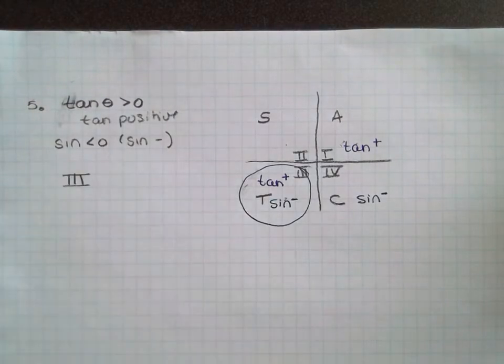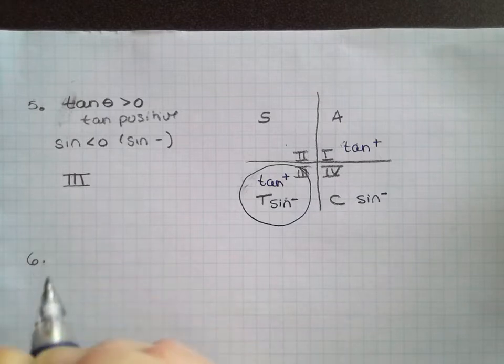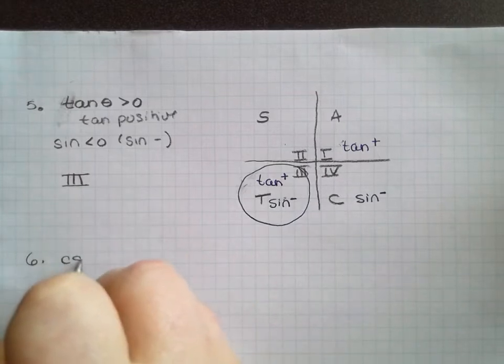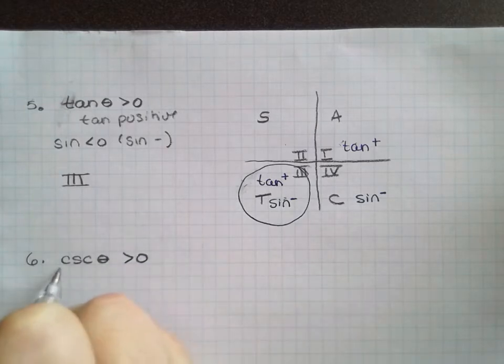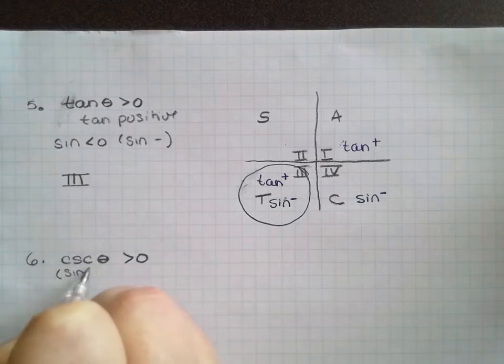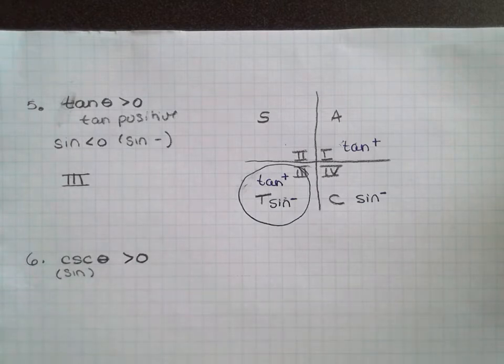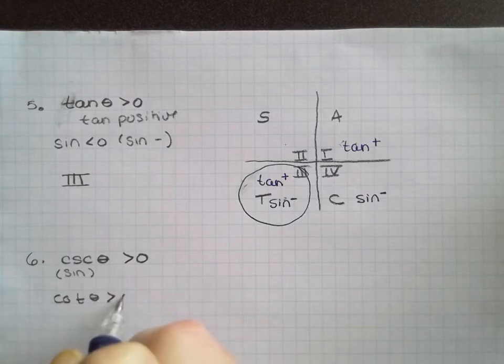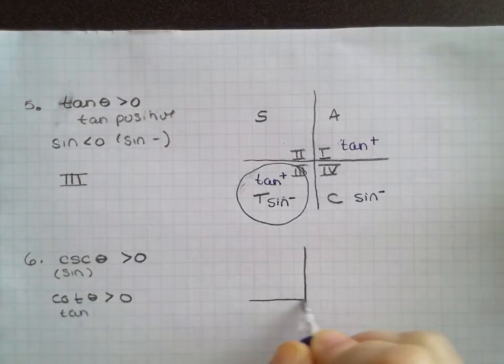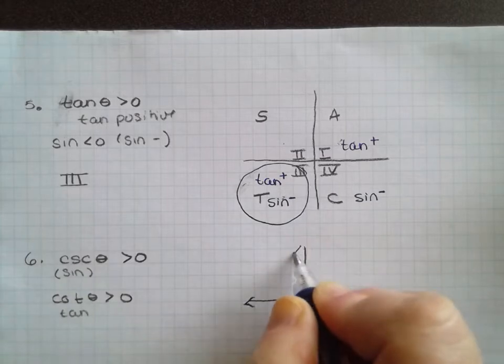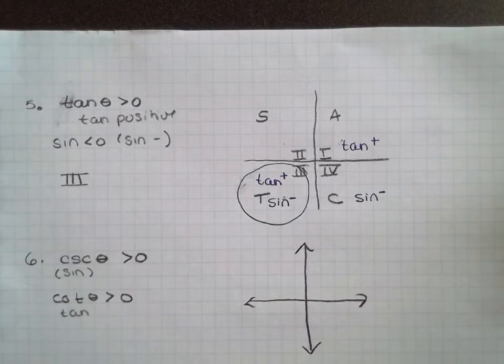Okay. Now let's look at number 6. Here we have the cosecant of theta is greater than 0. So remember, that relates to sine. Okay. And then cotangent of theta is greater than 0. So that also relates to tangent. All right. So let's look. So where is cosecant positive?